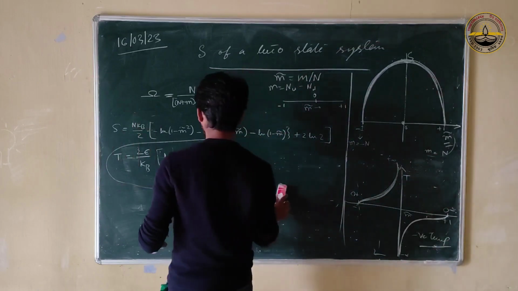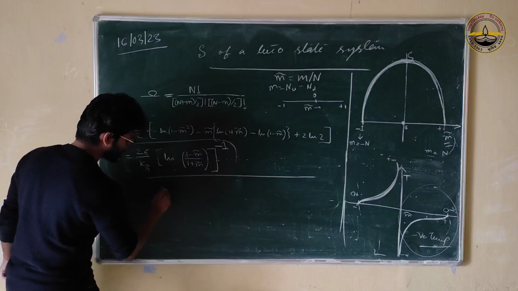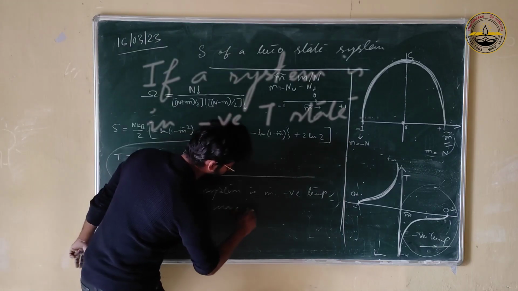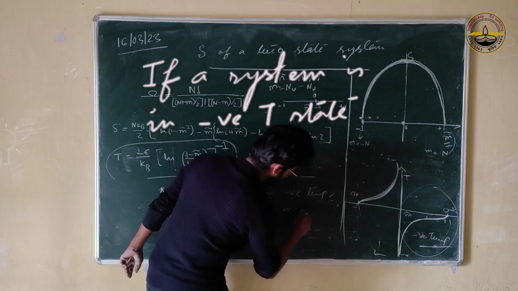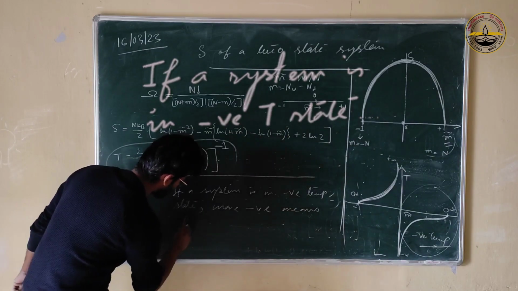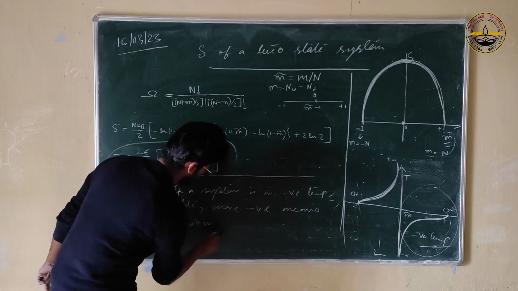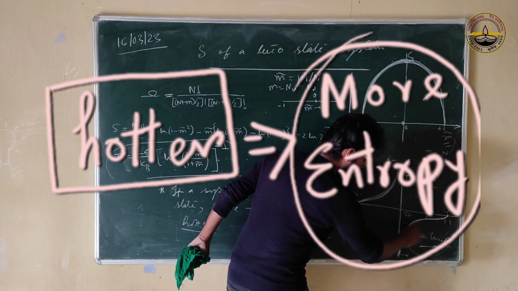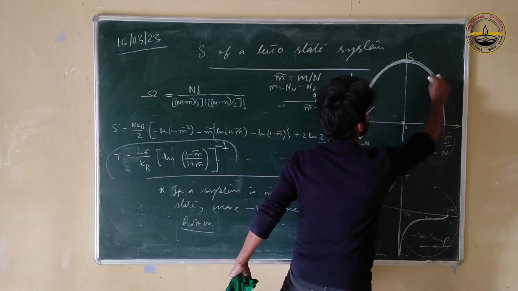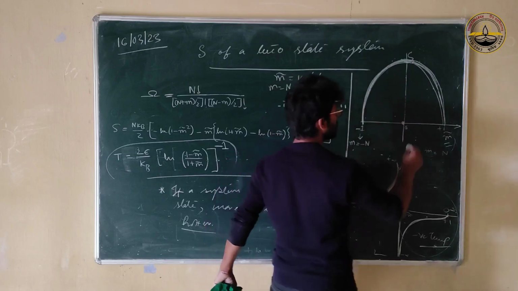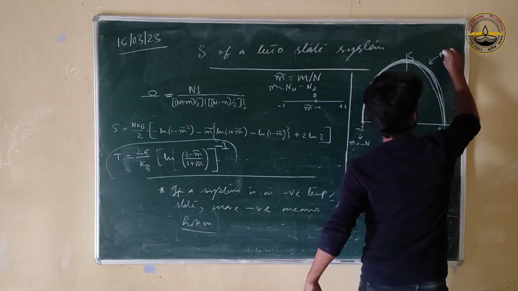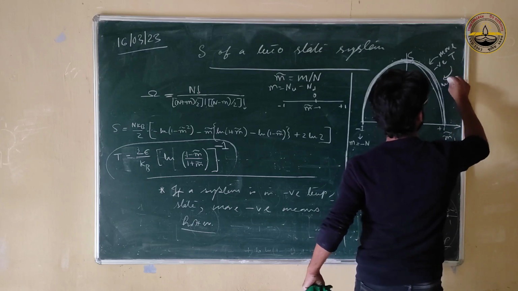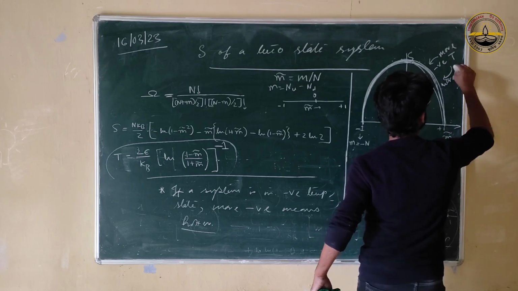And therefore, if a system is more negative, that means hotter. So look at this curve. Temperature becoming more and more negative, entropy increasing in this direction. Okay? So more negative T means more entropy, more S.